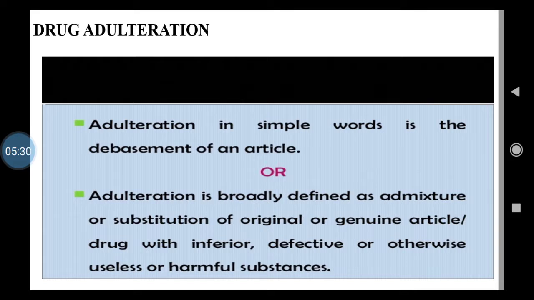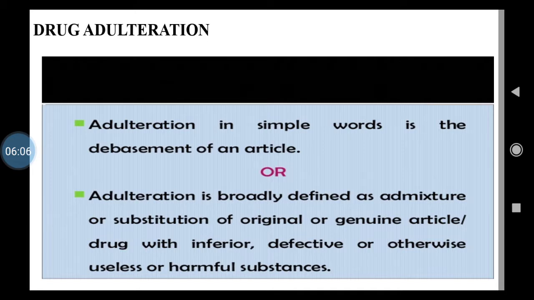Also, another condition is admixture. Now, admixture means the addition of one article to another. So this one article may be any waste material which is accumulated from the market. That can be mixed with the original drug. So these are some of the important conditions where the adulteration is done.